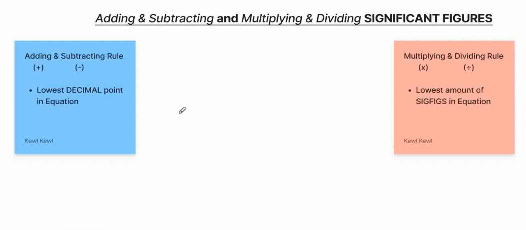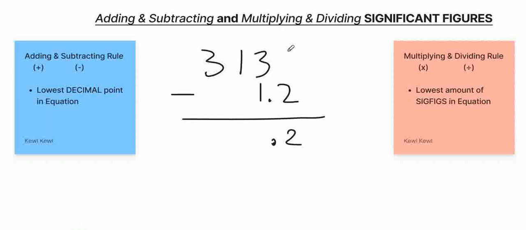However, if we consider another example, let's say the number 313 minus 1.2. In this case, the 2 will remain. 3 minus 1 is 2. 1 minus 0 is 1. And 3 minus 0 is also 3. In this case, we have 312.2.